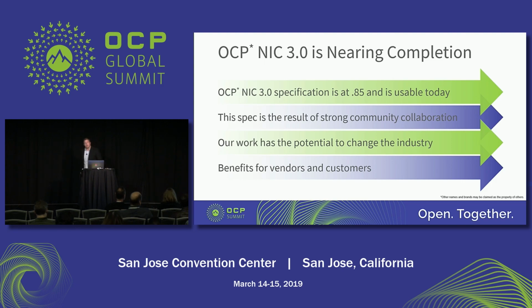Okay, so where we're at today, the NIC 3.0 spec is really getting near completion. We'll see the 1.0 version of the spec by the end of the year. Today, we're right at the 0.85 definition. And what that really means is that it's a usable definition today. So you can go off, download the spec from the web, and build a fully OCP3 compliant NIC card. And if you've been through the expo today, as you can see we have here, there are real designs built and working today using this new specification.